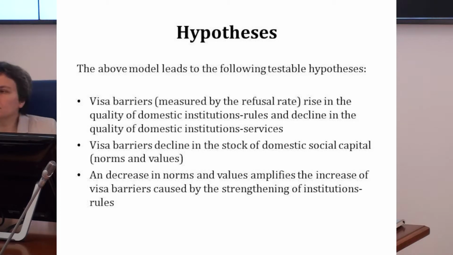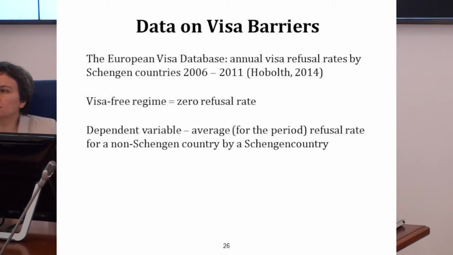How do we test all of this? We have several databases, and I'm going to show mainly what we have in one of them, and very briefly what we have from the other, and these are not the only ones. Surprisingly, there are many sources of information on visa regimes.